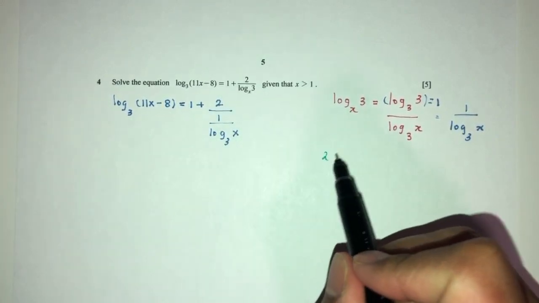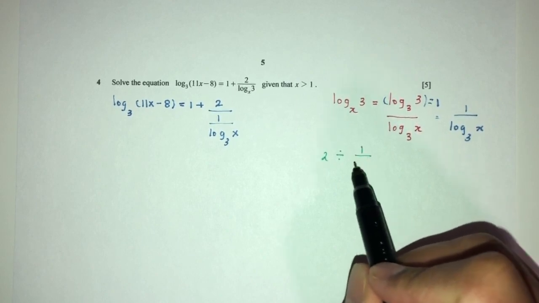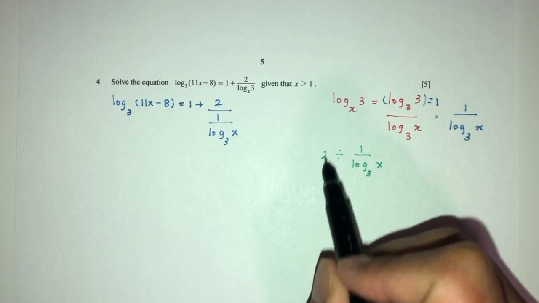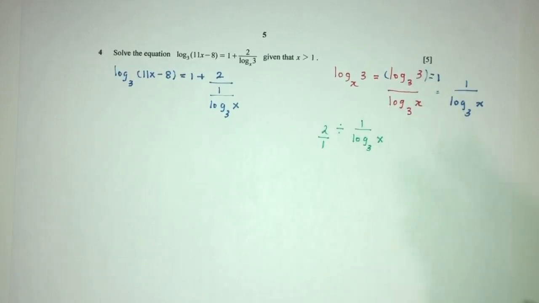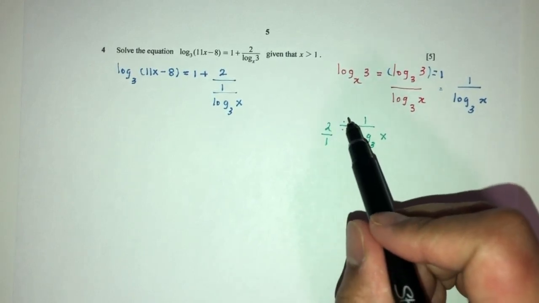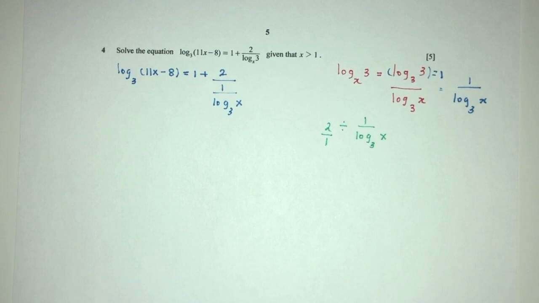We have 2 divided by 1 over log base of 3x. What is 2? 2 is 2 over 1. Now, as you have seen before in O-levels, paper 1's, the regular math, usually when you have divide, we try to change that to multiply.